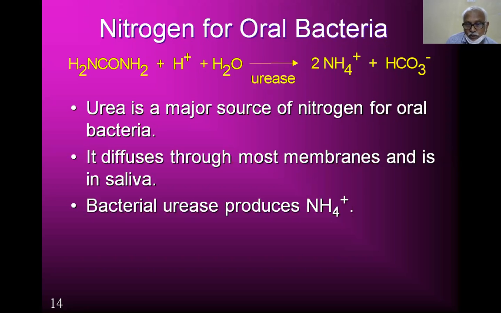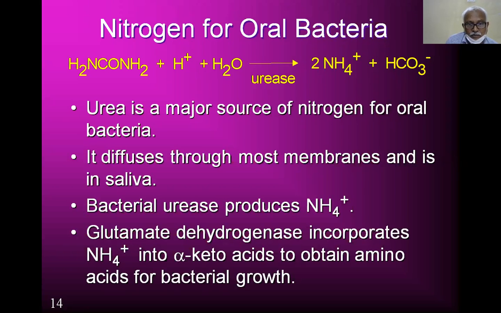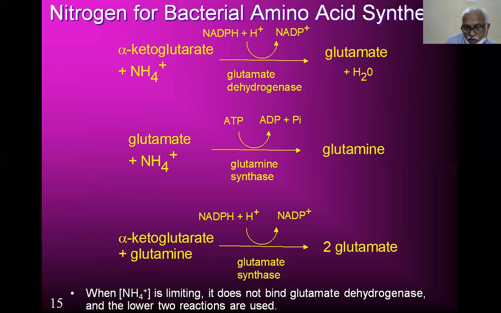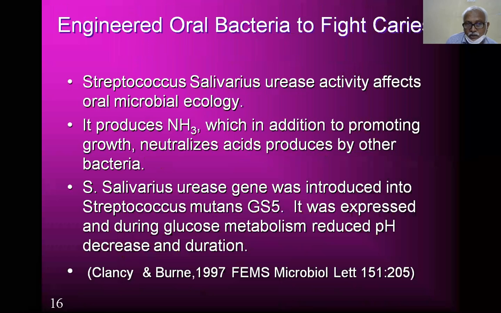Bacterial urease produces ammonia. So glutamate dehydrogenase incorporates ammonium ion into alpha keto acids to obtain amino acids for bacterial growth. When NH4 ion is limiting, it doesn't bind glutamate dehydrogenase, and the lower two reactions are used then. Streptococcus salivarius urease activity affects oral microbial ecology. You have to remember for your classmates, colleagues. It produces ammonia, which in addition to promoting growth, neutralizes the acids produced by other bacteria in the oral cavity.